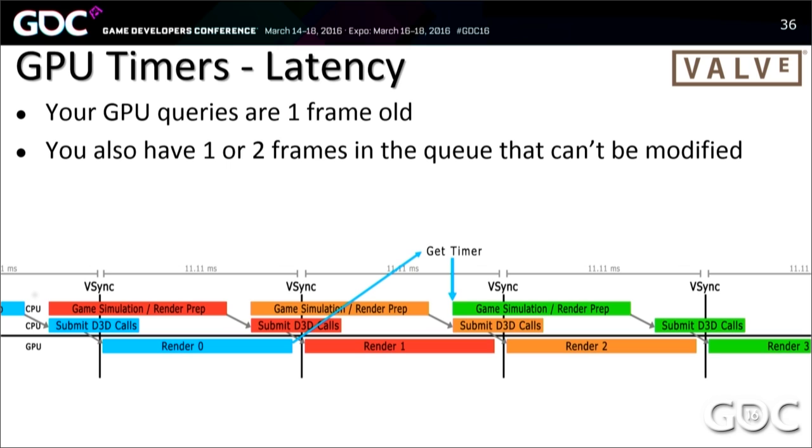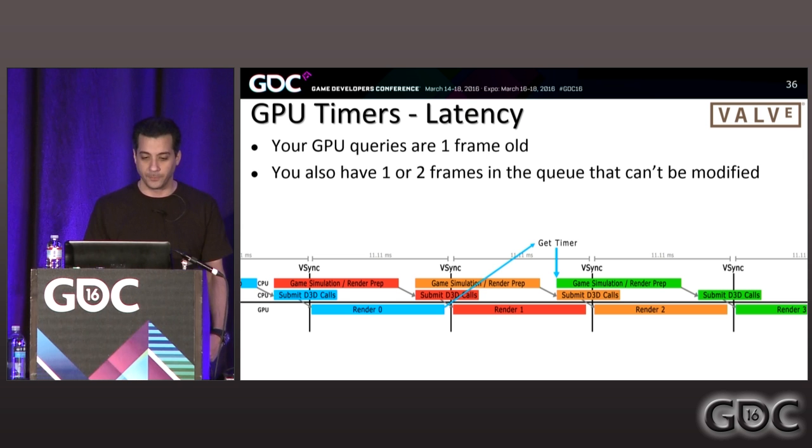So let's try and look at this visually. There's a lot of data on here. There are 3 rows. The first 2 rows are on the CPU. The bottom row is on the GPU. The top row is going to be your gameplay simulation and your render prep. The next row down is going to be where you submit your D3D calls to the API, and then below the black line is the work actually executing on the GPU.